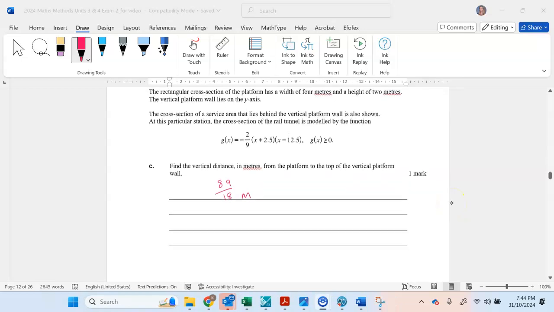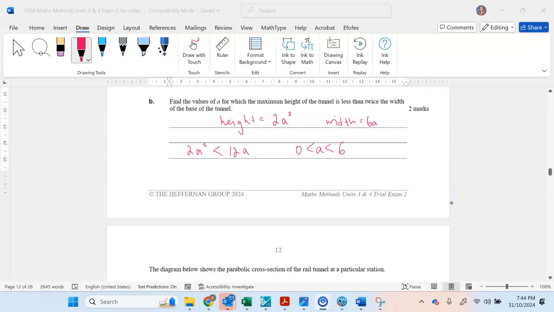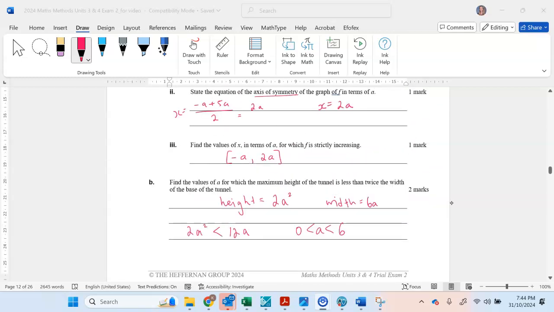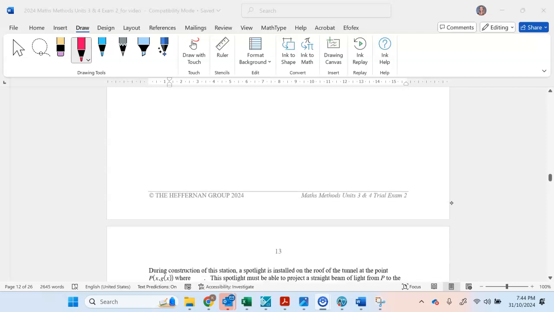Right, so at this point, not really any tricky questions. So what have we got? 1, 2, 3, 4, 5, 6 marks that aren't overly difficult. All right, let's move on.